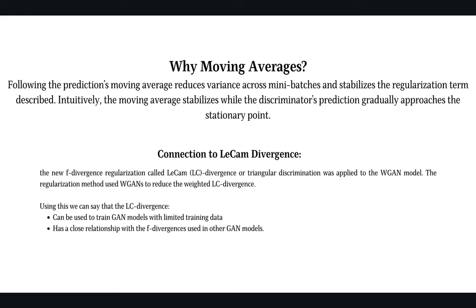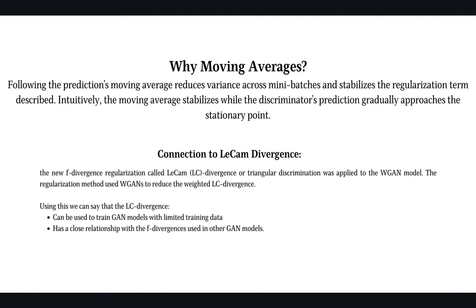Okay, why do we need a moving average? Following the predictions, the moving average reduces the variance across many batches. So instead of reducing only at a particular phase, if we reduce across many batches and stabilize the regularization term, then you'll be able to get great results. It is similar to momentum in machine learning, where we use the exponential moving average for moving up the hill. Similar to that, we can use an exponential moving average here to regularize the GANs. Intuitively, as I said, the moving average stabilizes while the discriminator predictions gradually approach the stationary point.